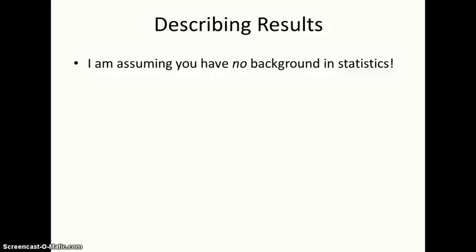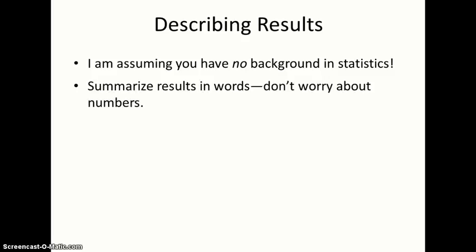In terms of results, keep in mind that I am assuming that you have no background in statistics. The only statistics I expect you to be able to interpret are mean, median, mode, and correlation, because those are ones that you have learned about in class. So when you are describing your results, I want more words than numbers. So you're going to tell me things like Group A scored higher than Group B. Or the researchers found that variable A was positively correlated with variable B, but I don't need a lot of numbers.